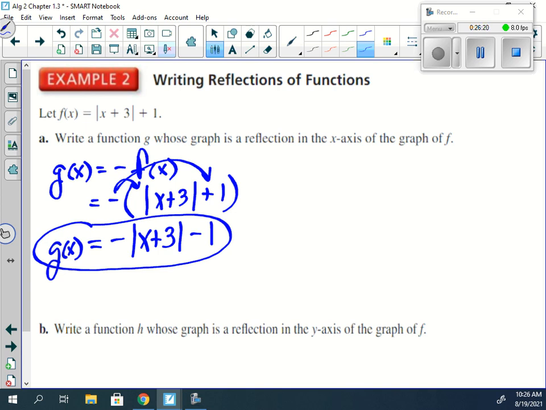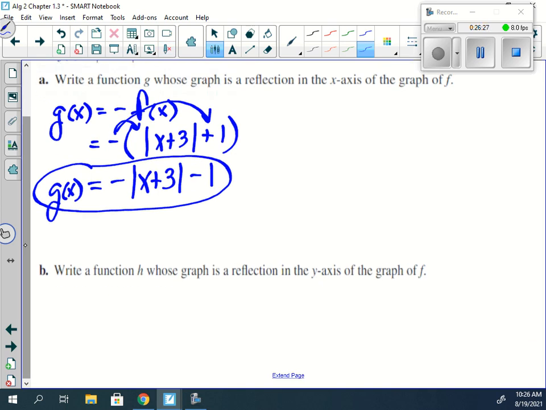Any questions on this so far? Okay, we're good. So are we good with this here? Yeah? Nothing too big so far? So really, when we reflect it across the x-axis, we're changing the signs. The absolute value doesn't go inside because anything that comes out of the absolute values is always positive. We needed it to be negative. So we leave it out front. The 1 went from positive to negative. And that's it.